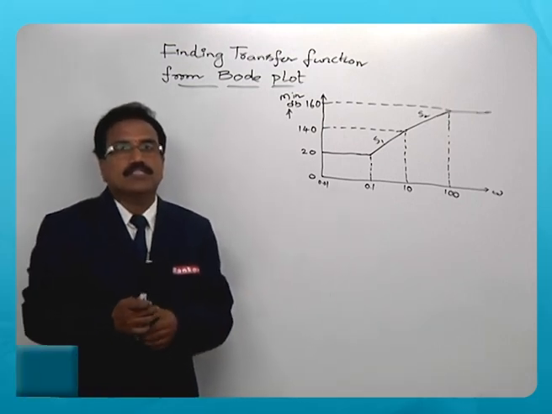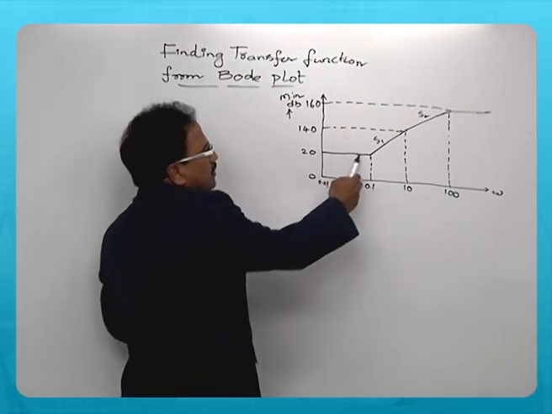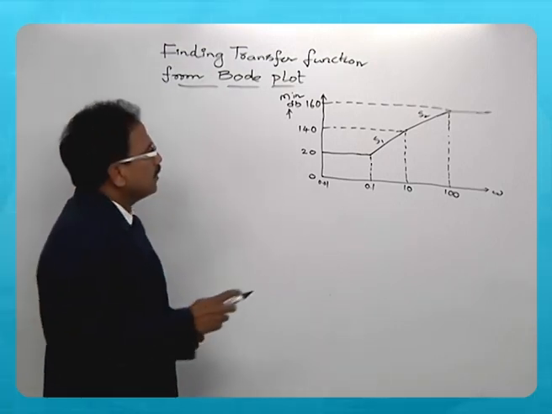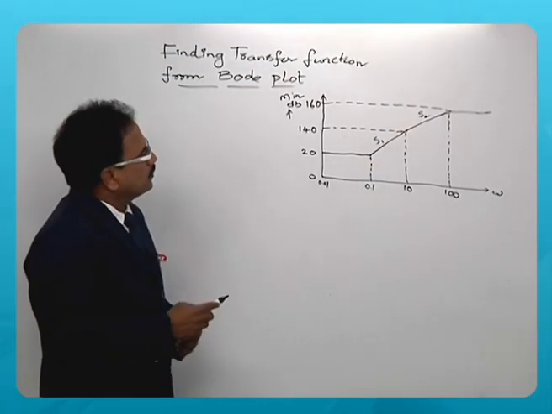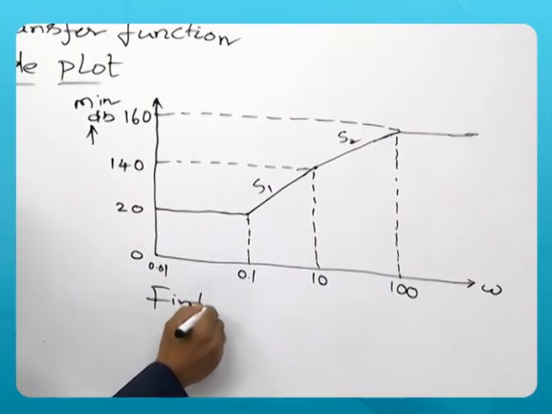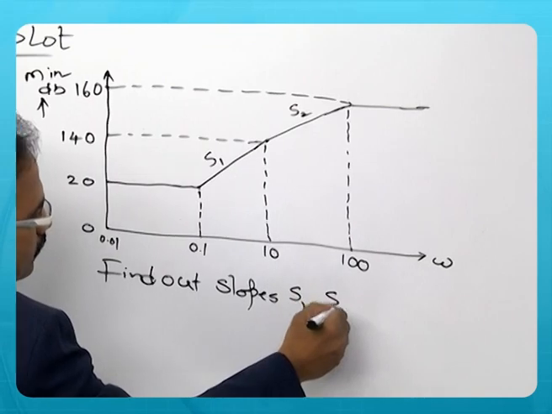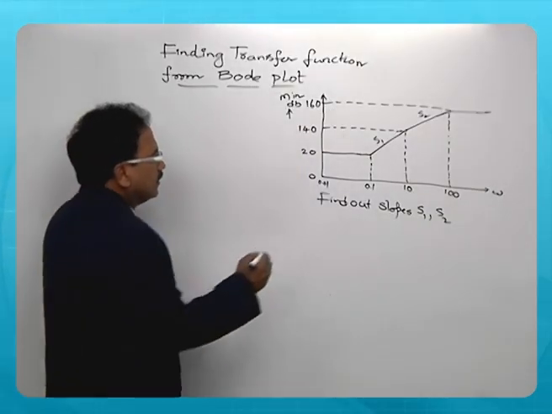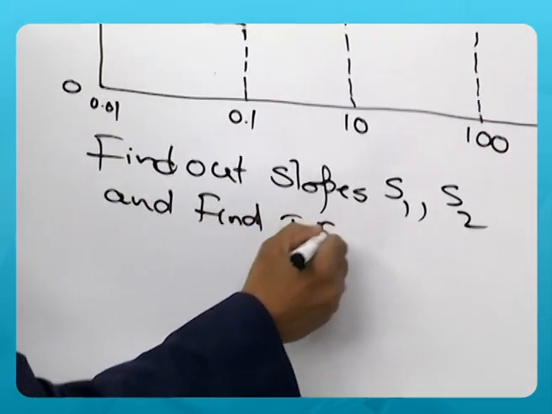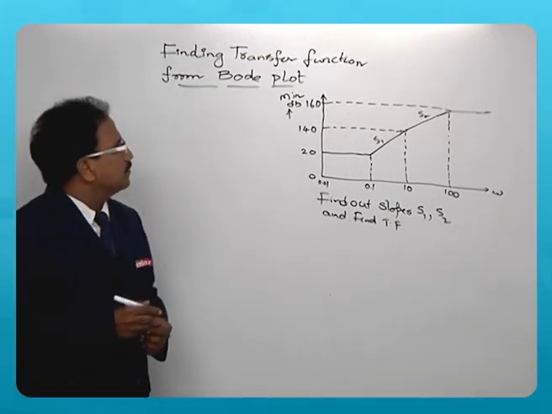The magnitude plot is given once again here. Look at the plot. It has a constant slope at magnitude 20, then there is a change in slope S1, and again there is a change in slope S2 at 10. So the question here is to find the slopes S1 and S2, and then find the transfer function. A slightly different problem, and the slopes are to be determined here.